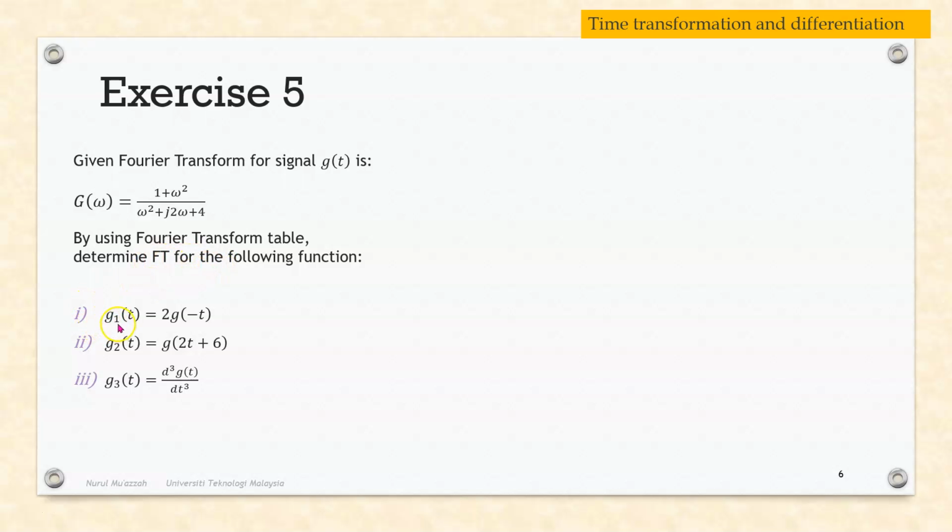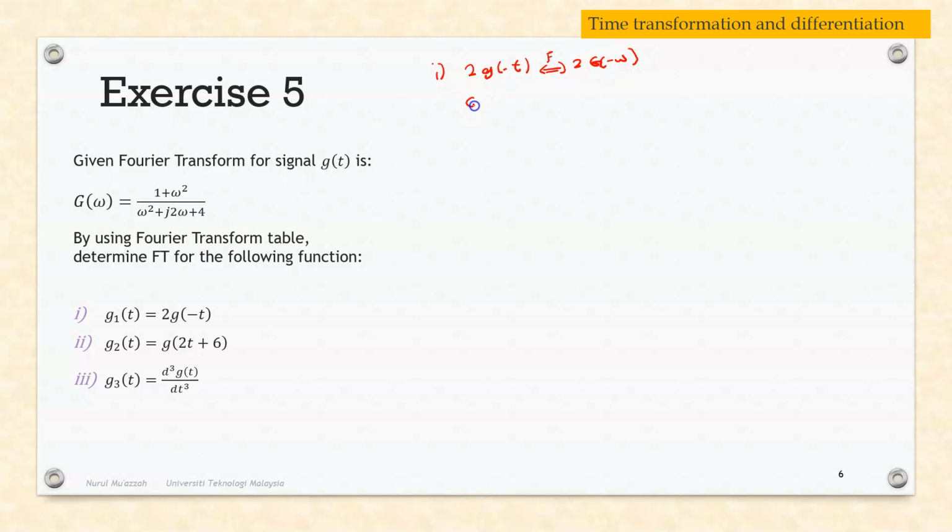Okay, the first one is g1(t) equal to 2g(minus t). This one is basically based on this g(t), which has been time reversed and also multiplied by 2. So for the solution, you use the time reversal property. Here, 2g(negative t), the Fourier transform for this is 2G(negative omega).